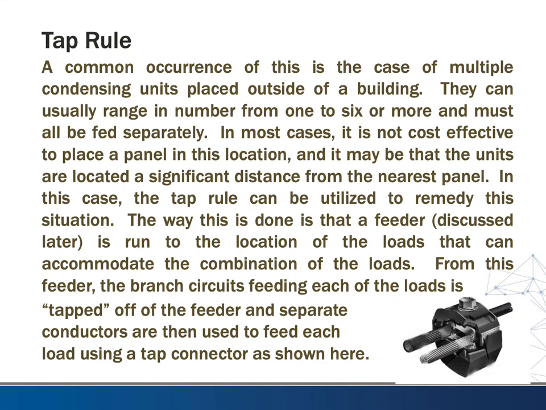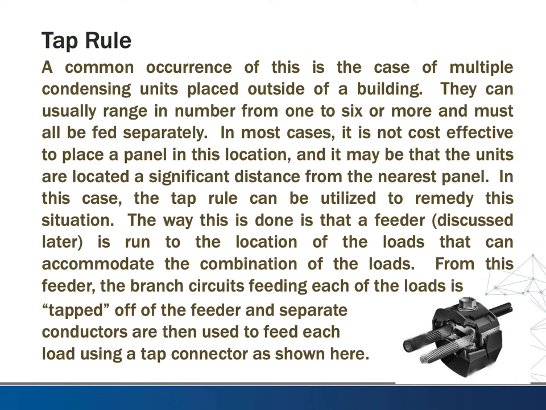For example, a common occurrence of this is the case of multiple condensing units placed outside of a building. They can usually range in number from 1 to 6 or more and must all be fed separately. In most cases, it is not cost-effective to place a panel in this location, and it may be that the units are located a significant distance from the nearest panel. In this case, the tap rule can be utilized to remedy this situation.